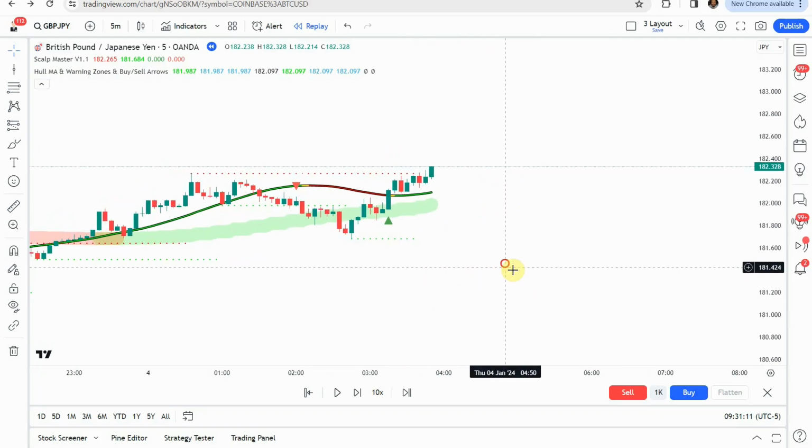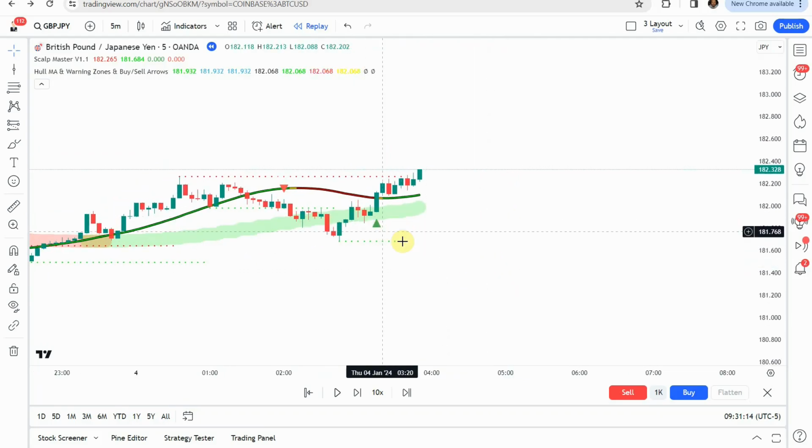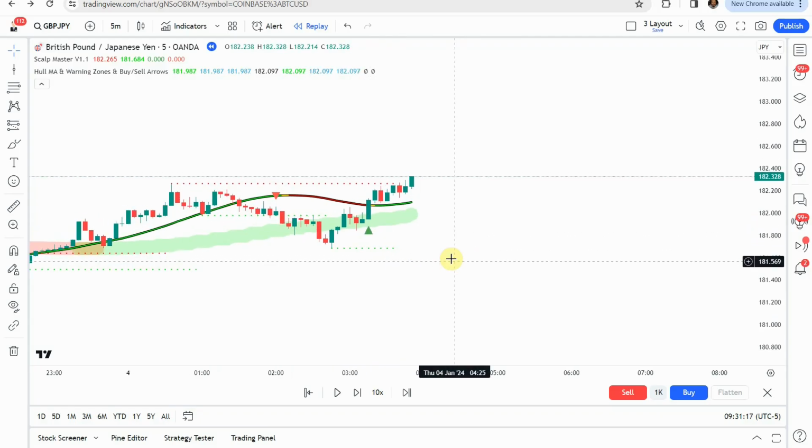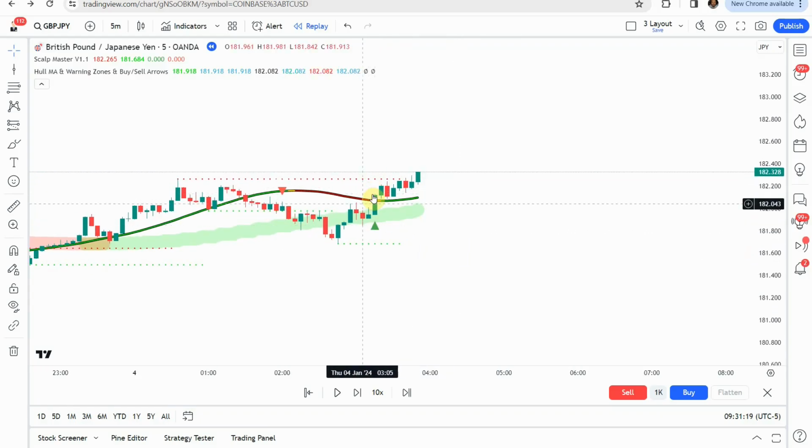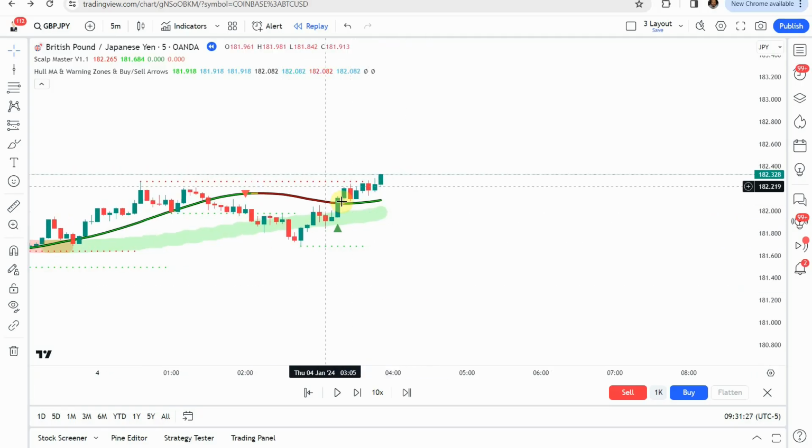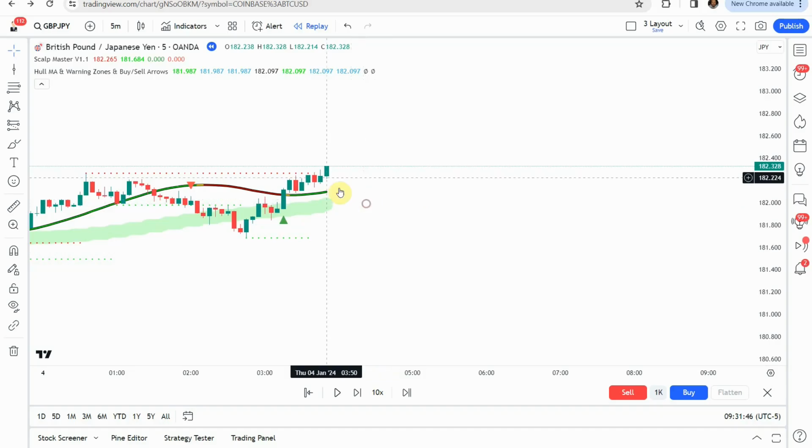What we're looking for in a long trade is when we get an arrow from the Scalp Master indicator. We're looking for price action to be above both this moving average here and this moving average type cloud right here. But then we're going to wait for it to break the dotted line here. Typically for a long trade, you're looking for it to break the most recent red dotted line. For the downside, you're looking for the green lines. In this case, we get the break of the red dotted line right here. That's going to be your signal to enter into a long trade.